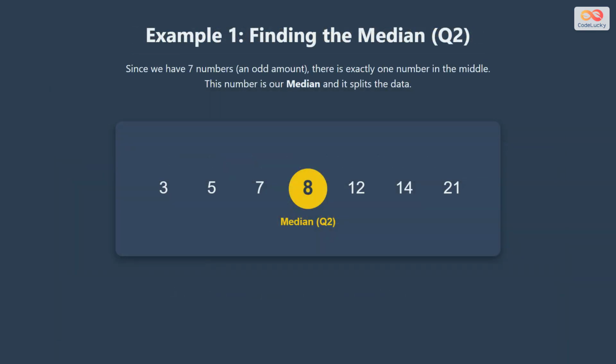Because there are 7 numbers, there is exactly 1 number in the middle. The number 8 has 3 values to its left and 3 values to its right. So, 8 is the median, or Q2. This number acts as a wall that separates the data.